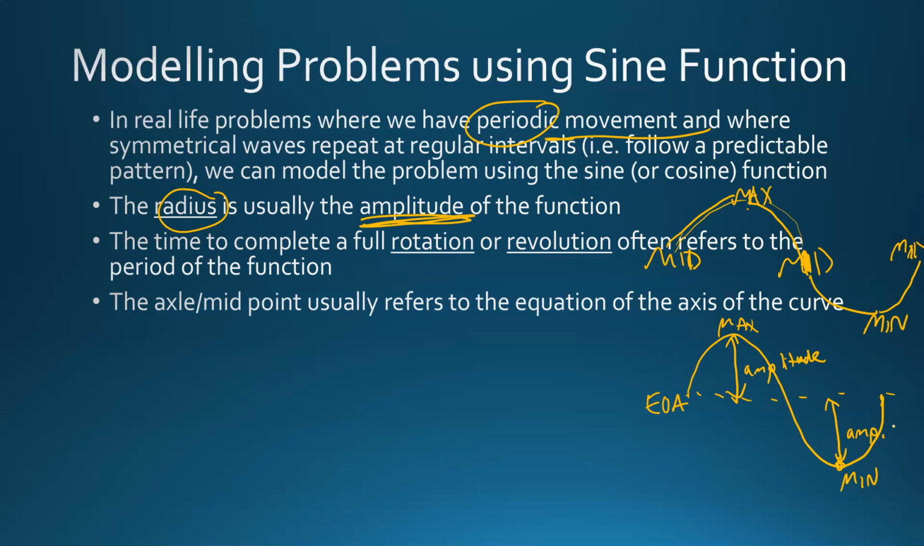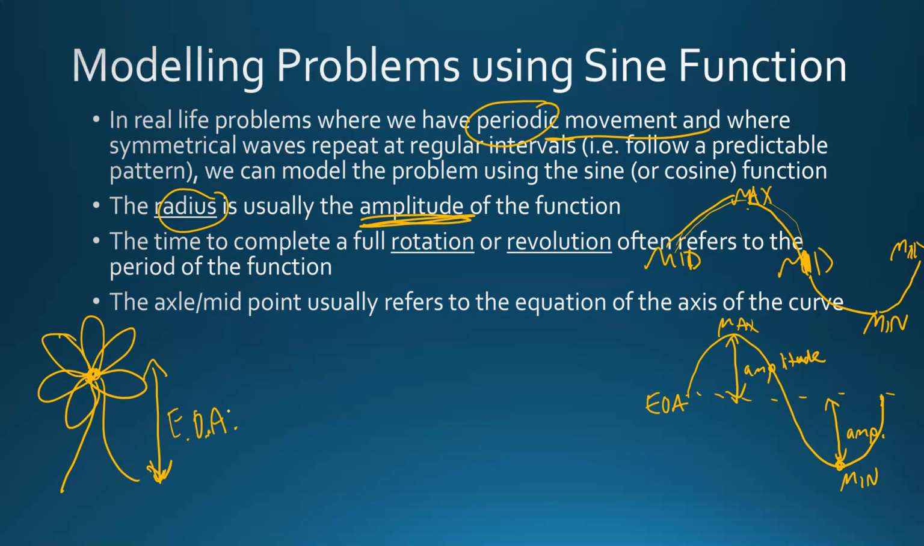The axle or the midpoint, that refers to the equation of the axis of the curve. So if I ever have a question where we're looking at propellers or even a Ferris wheel, and we're talking about the center of it, and it says how far from the center is it? Well, really it's just asking how far up the center, or the midpoint, or the equation of the axis of the curve, right? That's basically the middle point there.